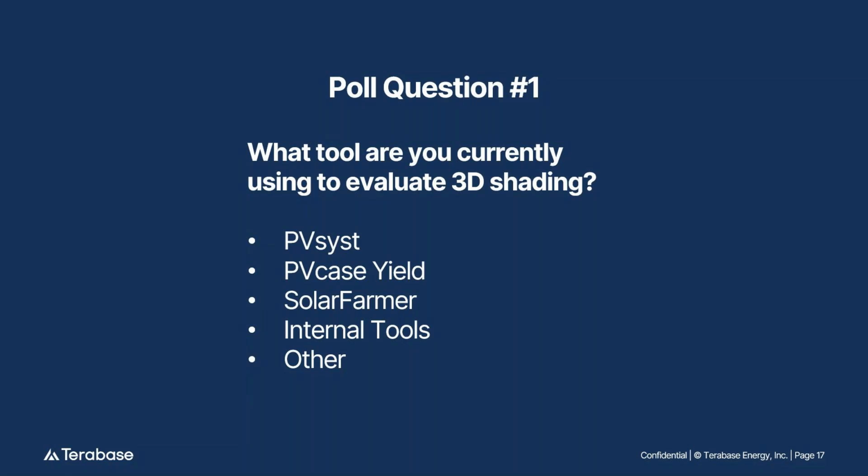Okay, so the results are coming in clear. It's pretty clear that PVSyst, at 58%, most people are using PVSyst. PVCase Yield at 4%, Solar Farmer 11%. Internal tools actually 18%, which suggests that quite a few people are using internal tools to model 3D. And then other at 9%. So I will close the poll.